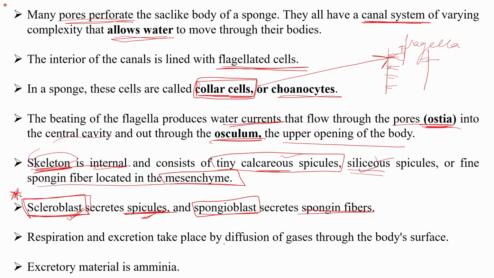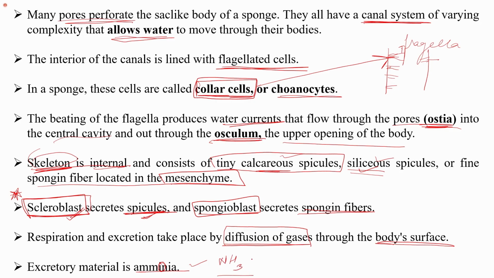Respiration and excretion take place by the diffusion of gases. There is no organ system, no well-defined respiratory or excretory system. Therefore, it takes place by the process of diffusion through the surface of the body, and the excretory material is ammonia. Sorry for the mistake earlier, it's ammonia. Right? So the excretory material is ammonia.